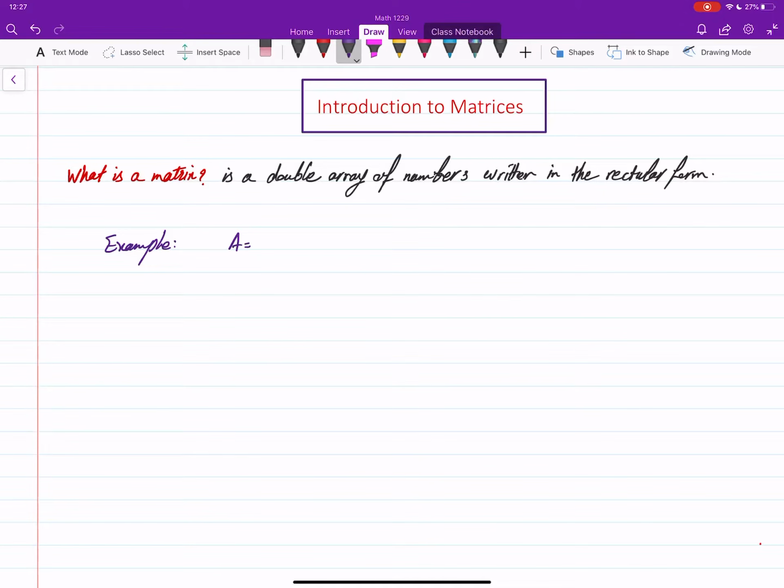A. This is a double array: 1, 2, 3, -1, 2, -2. And then we put these square brackets around the matrix. So another one will be something like 0, 1, 1, and 0. These are examples of matrices.